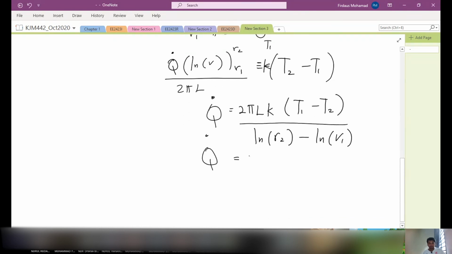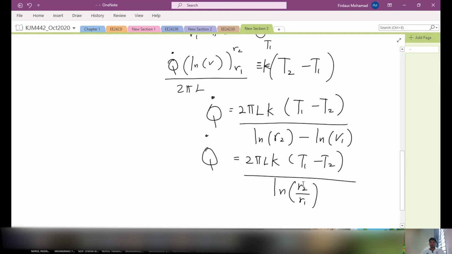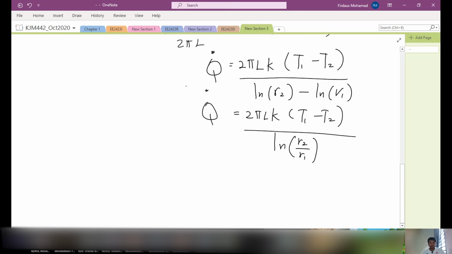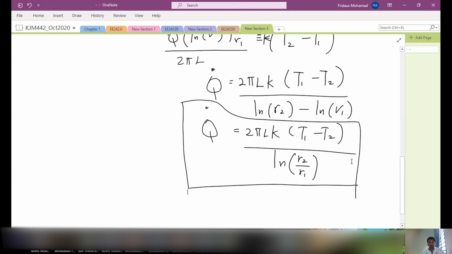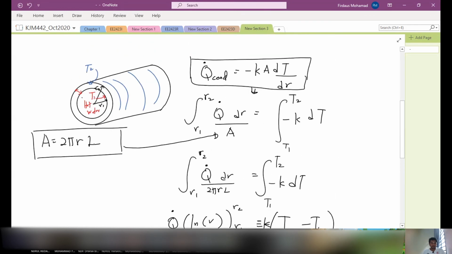The final equation will be Q dot equal to 2 pi LK, where L is the length of the pipe, times T1 minus T2, divided by ln R2 over R1. Okay, so this is the final equation. Q dot equal to 2 pi LK (T1 minus T2) over ln R2 over R1. Okay, so L is the length of this pipe, not the thickness. Thickness is defined by R2 and R1.